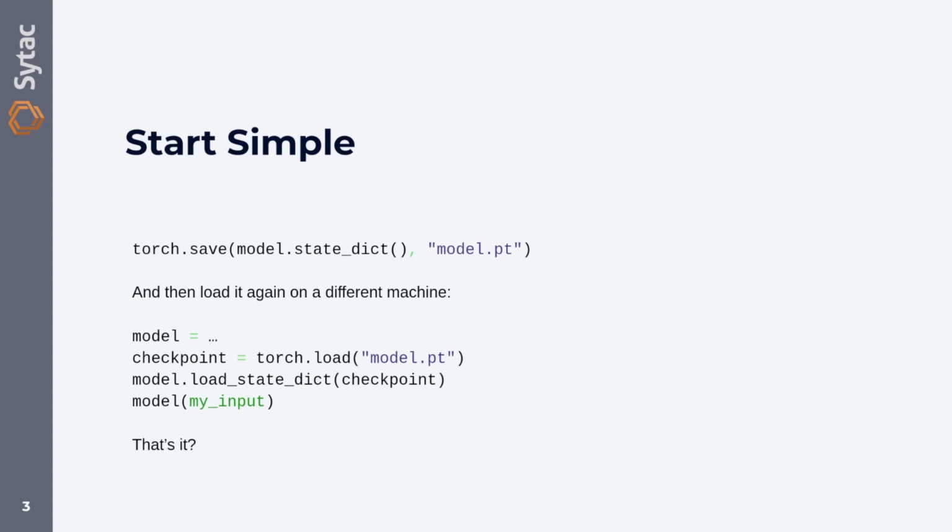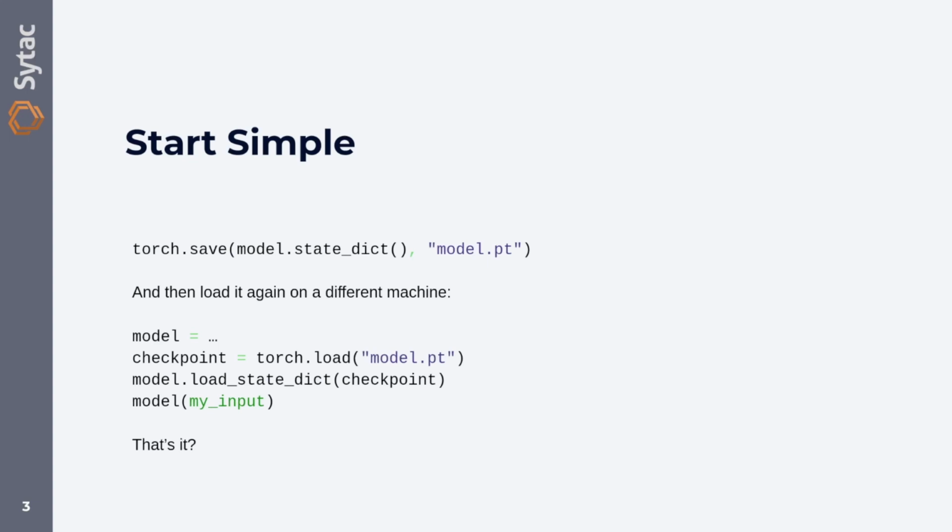Well, let's start simple. We've trained our model. So we save all our parameters to a state file, a model.pt in PyTorch, and then we load it again on a different machine. So we reinitialize the model code, we load the checkpoint, we load the parameters that we've trained into the model, and then we plug in some input and it gives us the right answer.